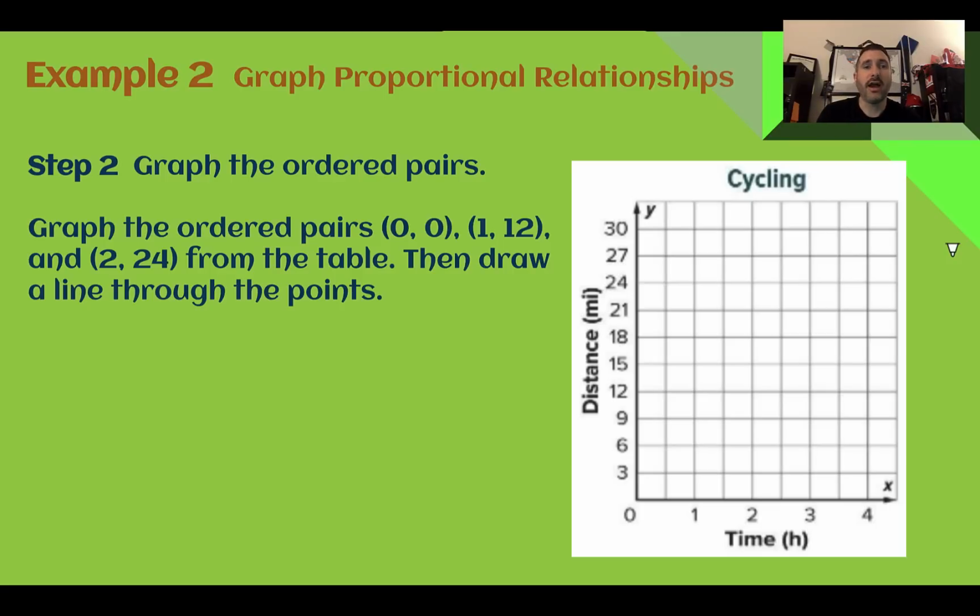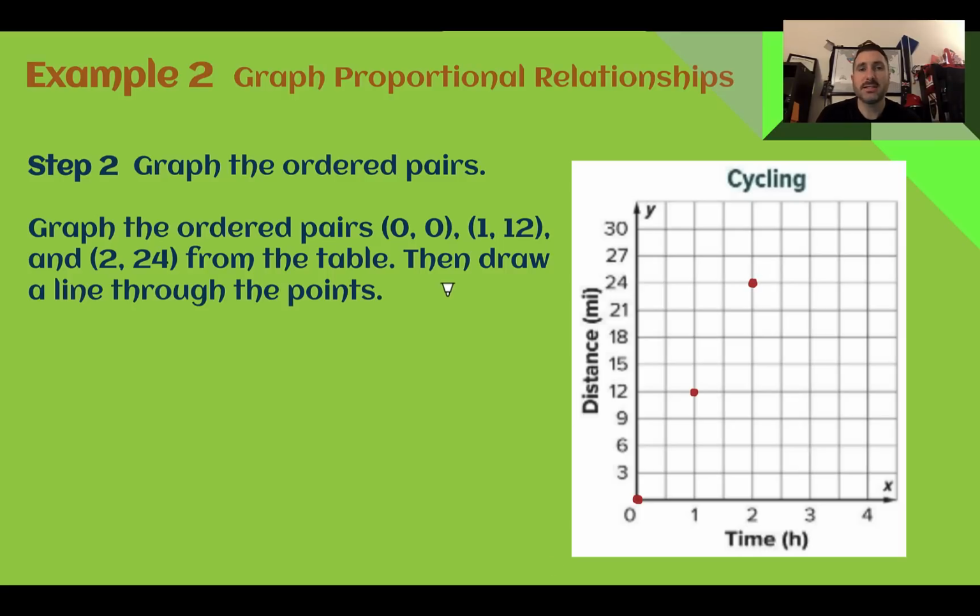So next, let's graph our ordered pairs. We had 0, 0, 1, 12, and 2, 24. So 0, 0 is down here. 1, 12 would be here. And 2, 24, that would be up there. So if I plugged in 0, I got 0. If I plugged in 1 for x, I got 12. 2 for x, I got 24.